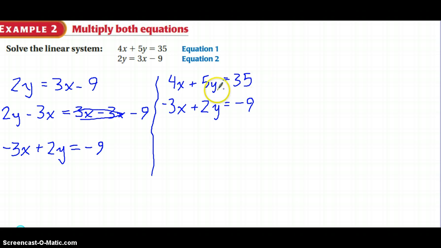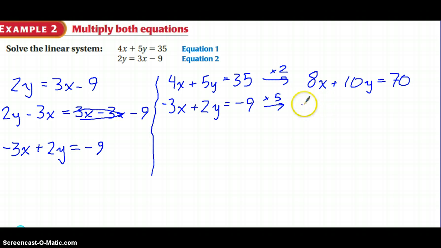And so what I'm going to do is work with the y's this time. So I'm going to multiply this top one times 2. I'm going to multiply the bottom one times 5. Okay, so I just flip-flop these. And if I do that with this equation, I'm going to end up with 8x plus 10y equals 70. And so down here, I'm going to end up with negative 15x plus 10y equals negative 45.